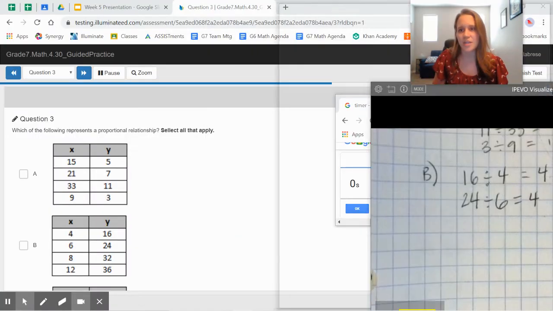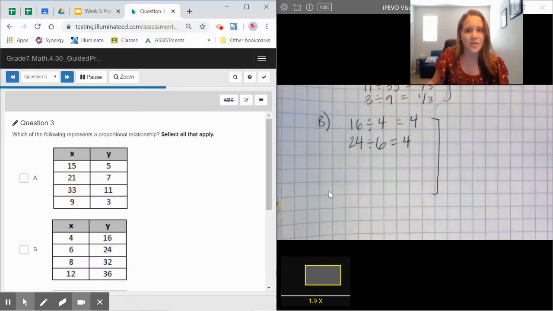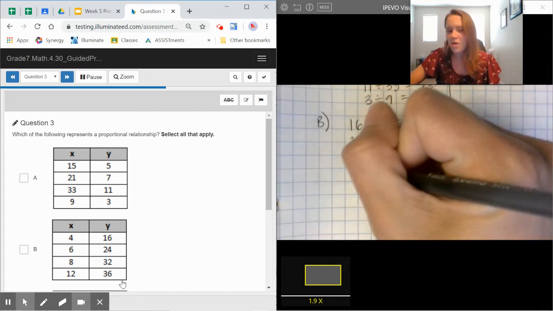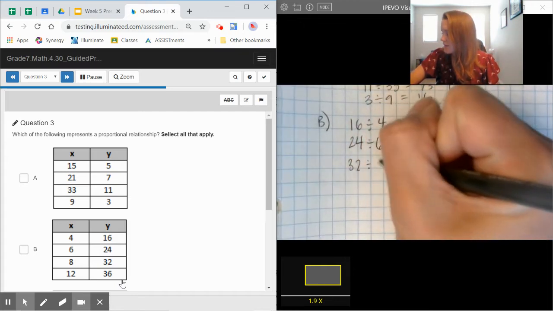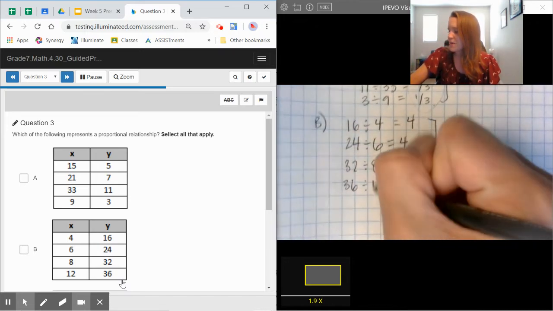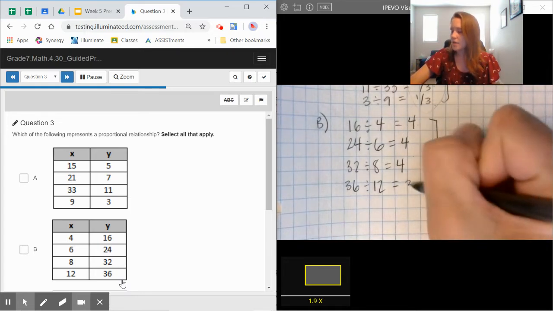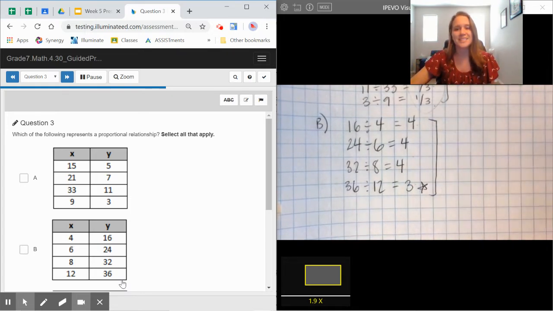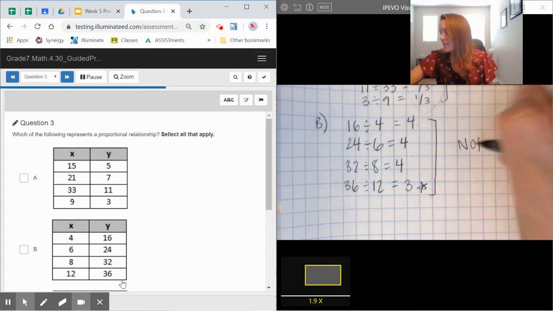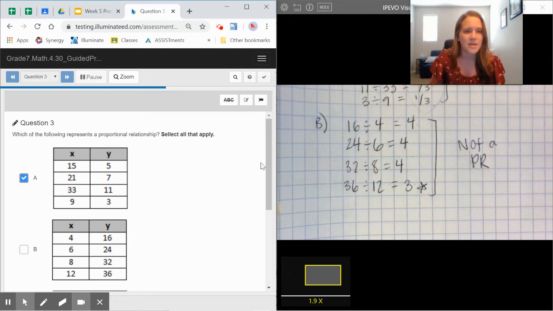Yep, I am sure you got it, team. Even though the first two ratios in the table have the same COP, I'm going to go ahead and keep going. My third ratio was 32 divided by 8 equals 4. And my last was 36 divided by 12. Oh, does that equal 4? No, don't get tricked. This one's different. So B is not a proportional relationship. Tricky. All right, I'm going to select A but not B.